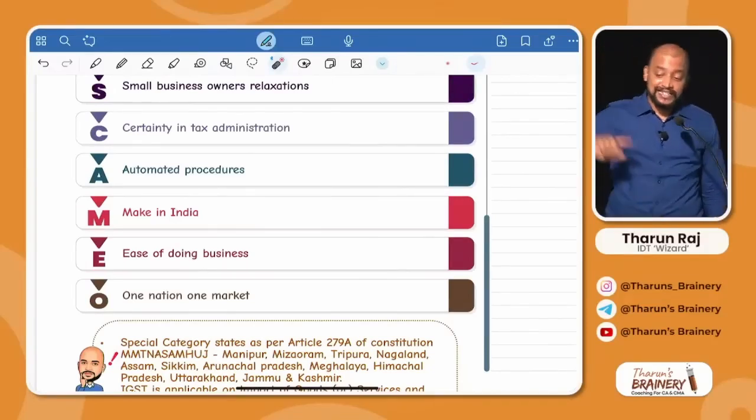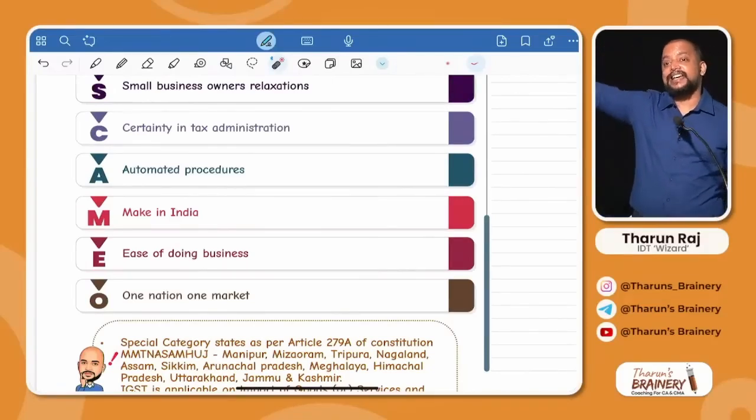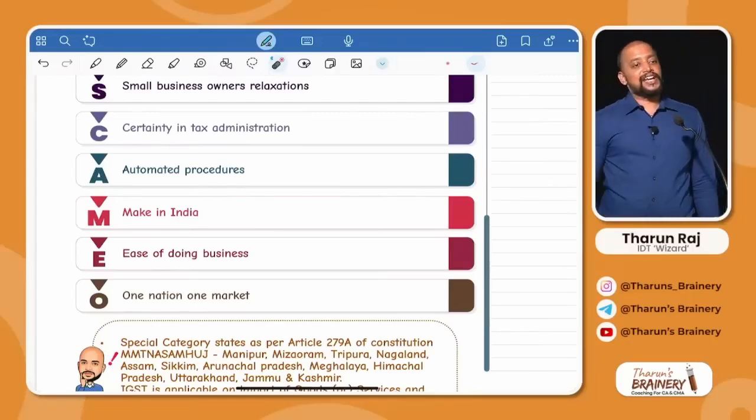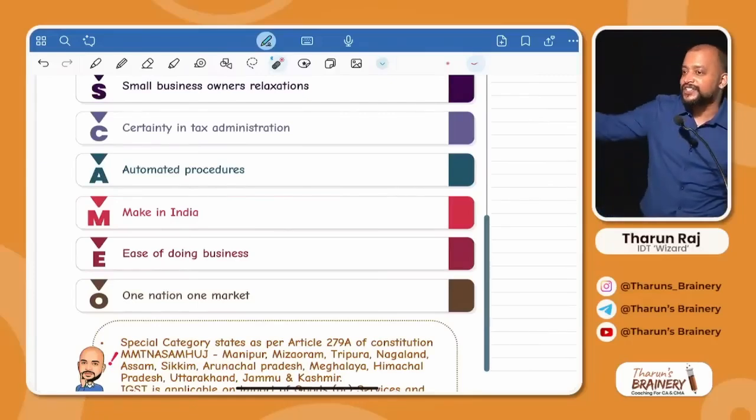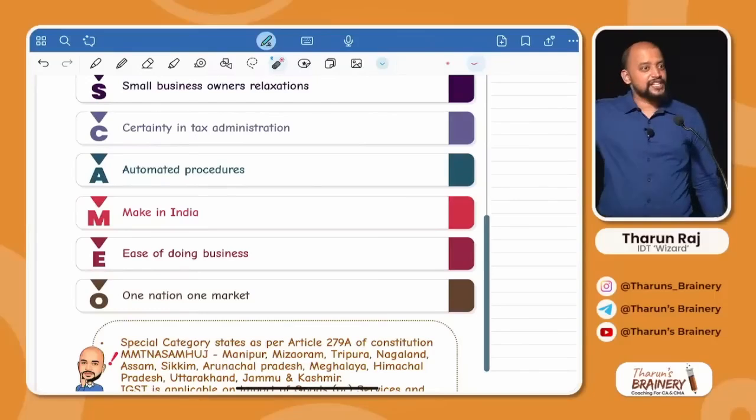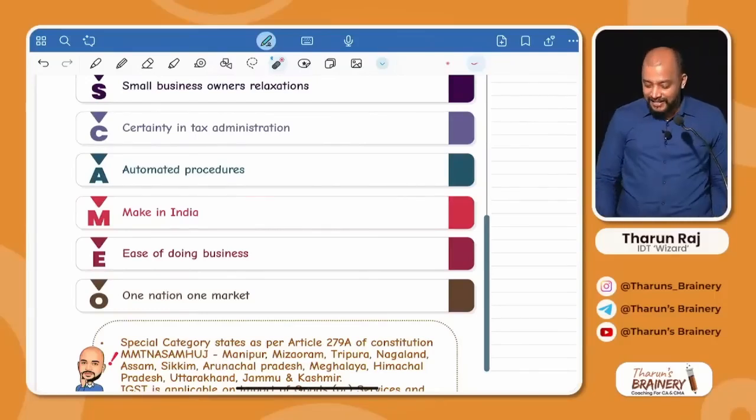Why can I not take ITC? Because it is CGST and Kerala SGST. So in Tamil Nadu I cannot take ITC. If I need to take ITC, I need to get registered in Kerala. For the sake of this, I need to get registered in Kerala. You understood or not? This is one nation, one market here. You got what I am telling. But in name sake it is there.